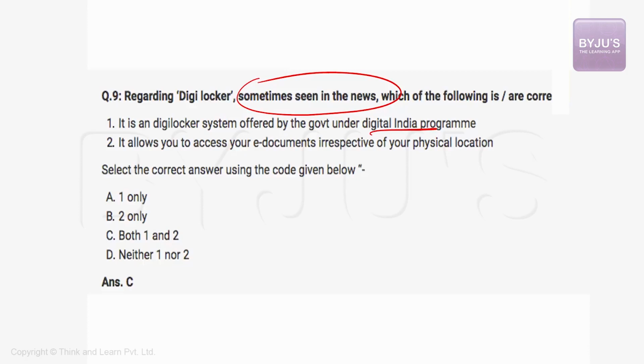It allows you to access your e-documents irrespective of your physical location. So basically, you can download e-documents and it's stored by the Government of India. That is DigiLocker, or Digital Documents Locker if you want to expand it out. So the answer becomes obviously 1 and 2, and the answer is C. Simple. So this is one example of a very, very easy question.